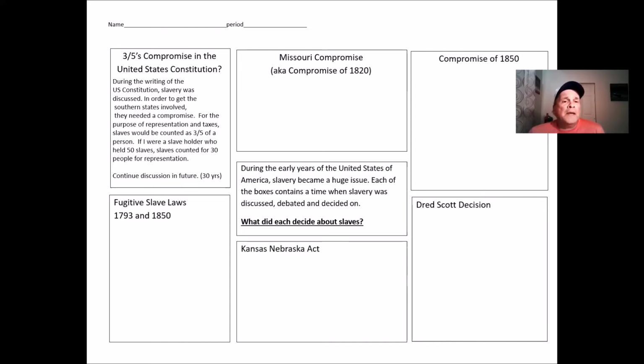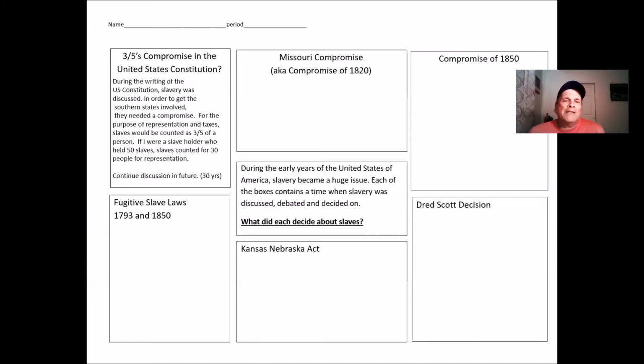Now, when they were determining how many people would be in the House of Representatives, remember, you get so many people in the House of Representatives according to your population. Well, the southern states wanted to use their slaves as counting for people for the House of Representatives. In the Senate, you just get 2 votes. Well, the people in the North were like, that's screwed up. You can't use the slaves for population because they're slaves.